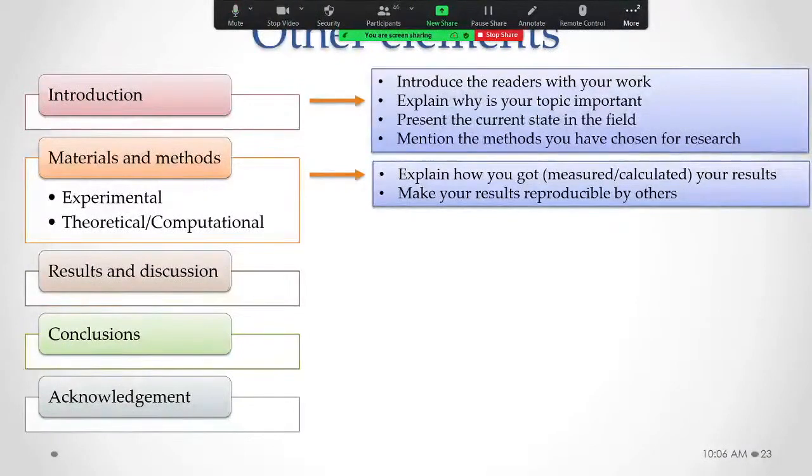So for materials, you mention which materials have been used, for example, for synthesis of some new element, or if you are dealing with theoretical or computational aspects, you must mention which software package has been used, and you have to mention which levels of theory and approximations have been used, etc.